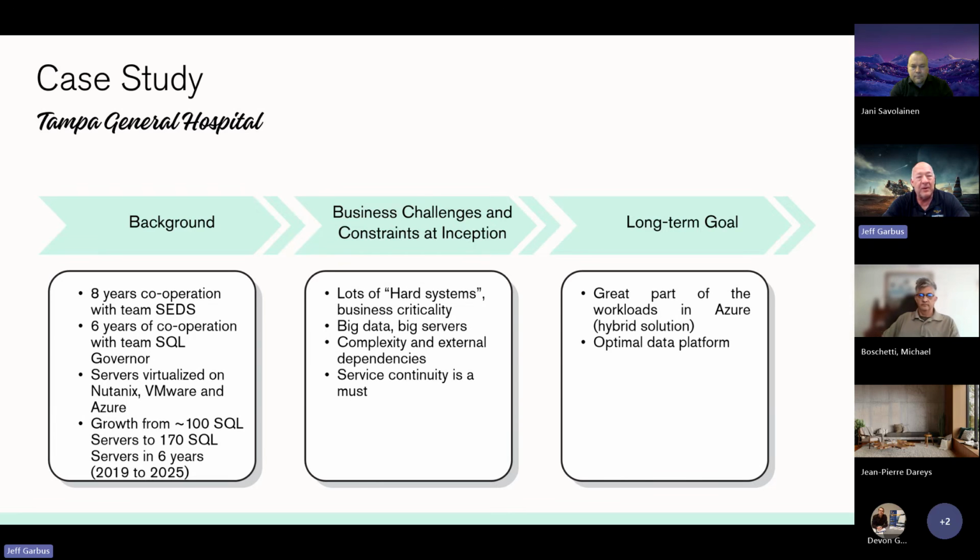We brought SQL Governor in a while ago, back when we started learning of the SQL spread there and wanted to get our arms around it. At this point, I'll turn it right back to you, Jani, if that's okay. Yeah, thank you, Jeff. So, I think it may be most logical if you would tell a bit more, Mike, about your environment.